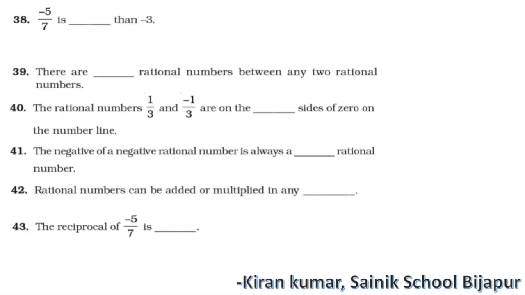Question number 38. Minus 5 by 7 is dash than minus 3. We need to identify whether it is larger or smaller. Let's check. For that, I will consider the numbers. If I want the denominator as 7, I need to multiply 7 over here. So this is same. Now if you compare negative 5 and negative 21, negative 5 is larger. So the answer is greater than minus 3.